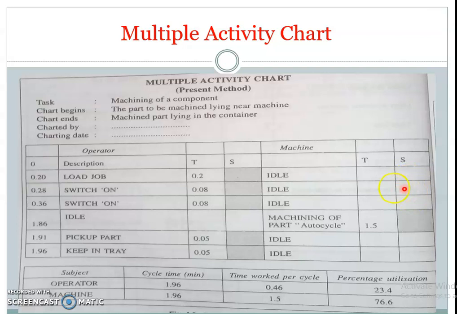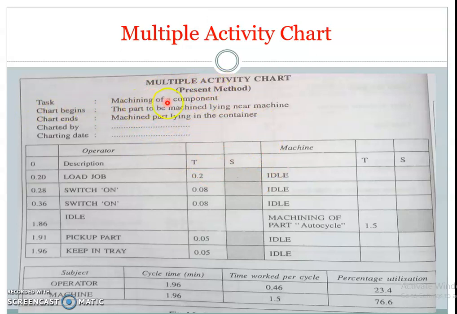The multiple activity chart is very useful in organizing the teams of operations on mass production work. It is also useful in maintenance. It is used to determine the number of machines which an operator can handle. Now let us discuss in detail one example here.